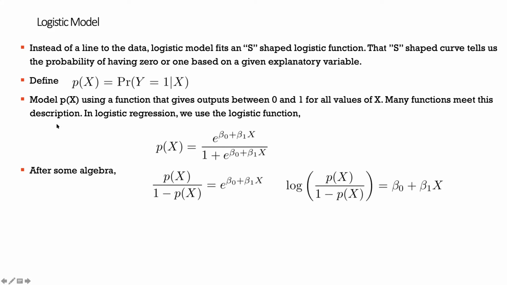And after some algebra, we are using some algebra here, you will see that we have p(x) over 1 minus p(x), which is equal to e to the beta 0 plus beta 1 x.